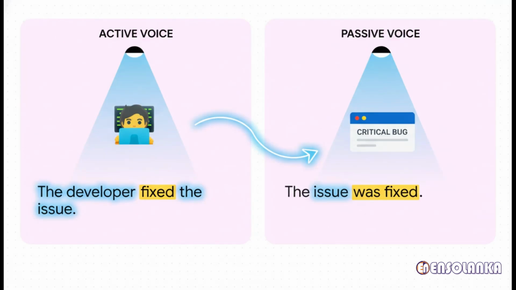Okay, so check this out. It's all about where you put the spotlight. In the active voice, the developer fixed the issue, the focus is totally on the developer. But when we flip it to the passive, the issue is fixed, the spotlight moves to the issue. The person who did it, well, they kind of fade into the background.